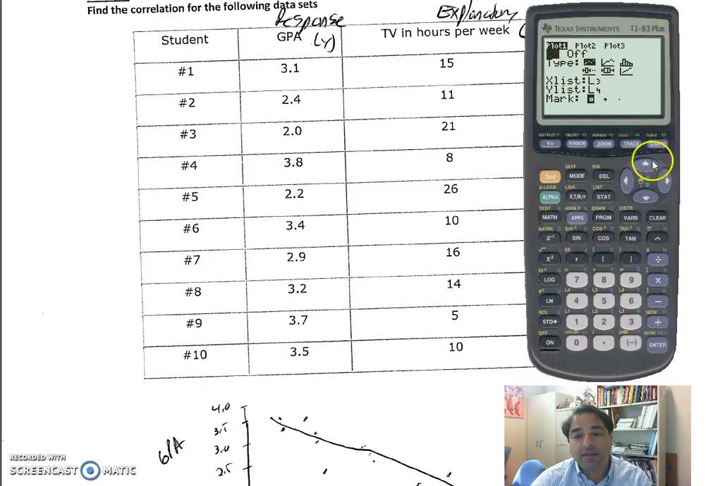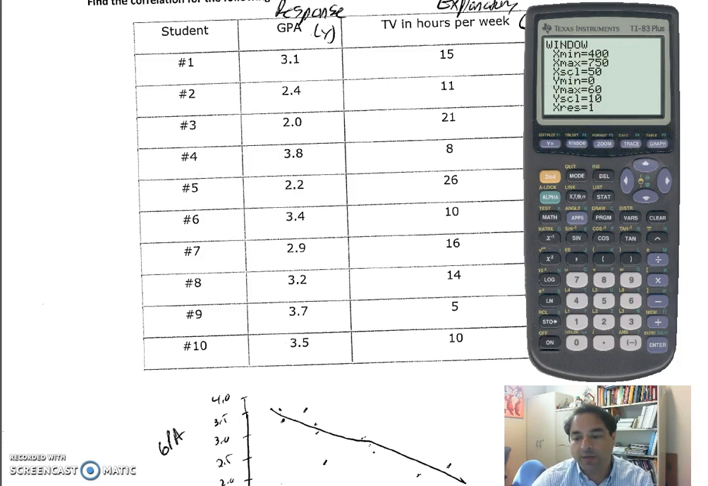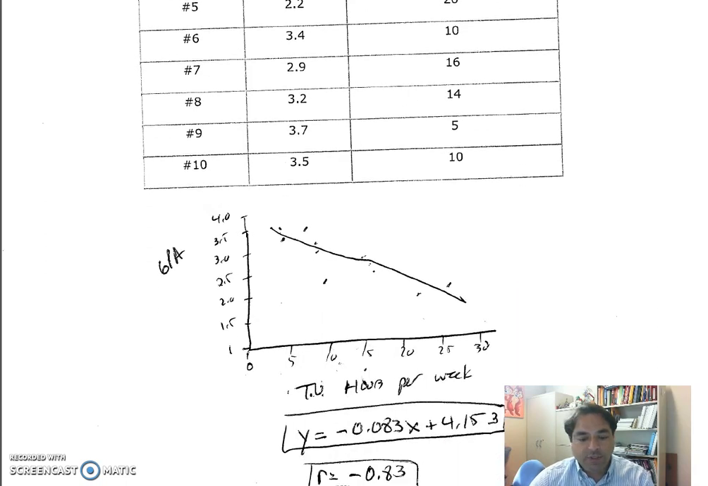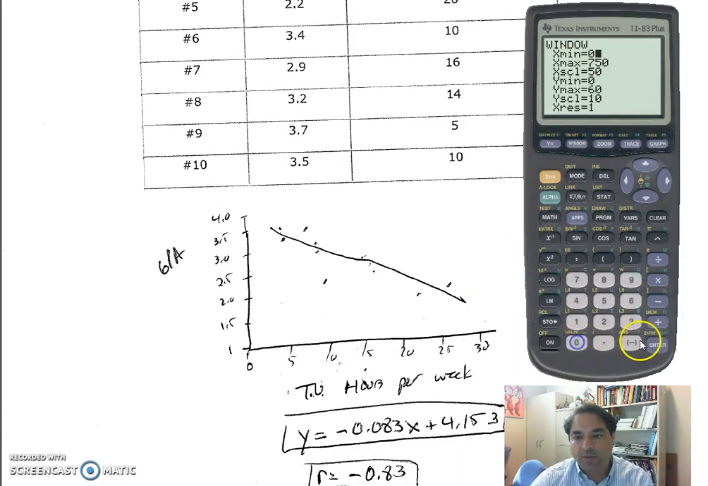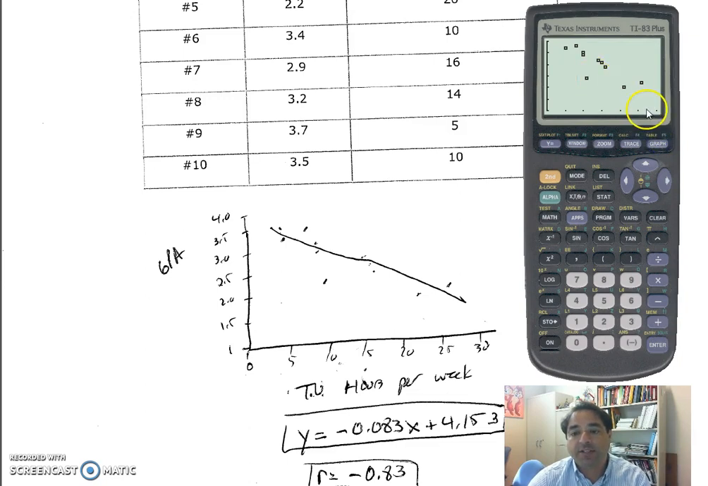I'm not going to hit zoom 9, I'm not going to hit graph because I need to change my window, and that's why it's important to write it out first. So I've decided to go down to my window here. I'm going to go to X minimum 0, X max 30, my scale counting by 5s, my Y minimum 1, my Y max 4, and counting by 0.5s, enter, then hit graph. There's your dots. Now we can, again, go to Y equals, plot 1's on, just double checking the other ones are off. There's your dots, we draw it, we can talk about it.